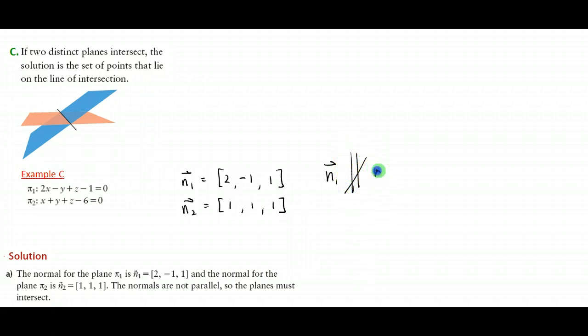Put a slash through that, so n1 is not parallel to n2, and therefore plane 1 is not parallel to plane 2. And therefore I can conclude that plane 1 and plane 2 will intersect in a line.